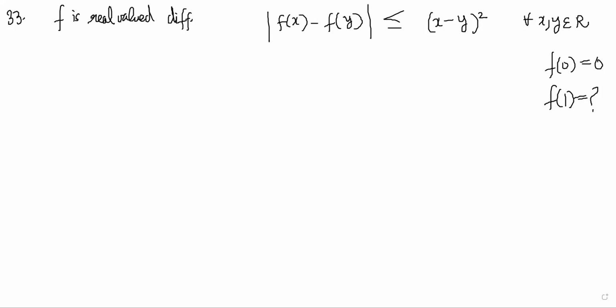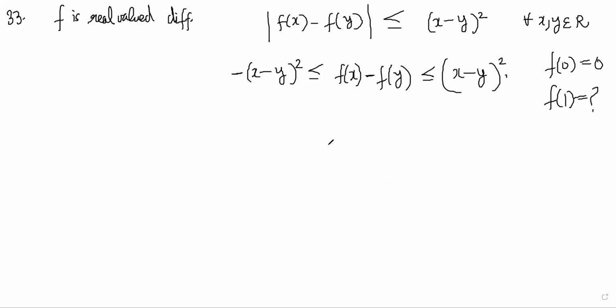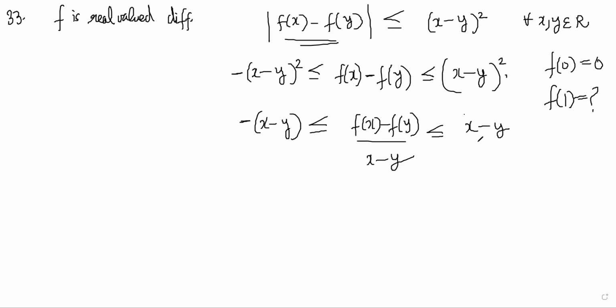Real valued differentiable function satisfying this relation. So this relation actually means you can remove the mod and say that minus of x minus y whole square is less than or equal to fx minus fy, which is less than or equal to x minus y whole square. No matter what the sign will be, this inequality has to be true. So why don't we do this? Minus of x minus y is less than or equal to fx minus fy by x minus y, less than or equal to x minus y, right?